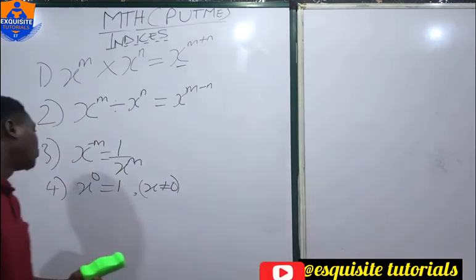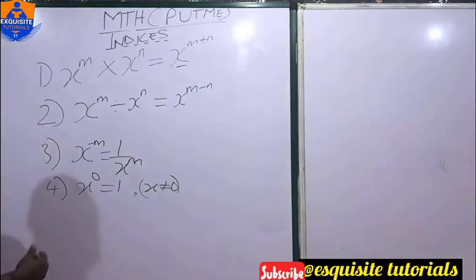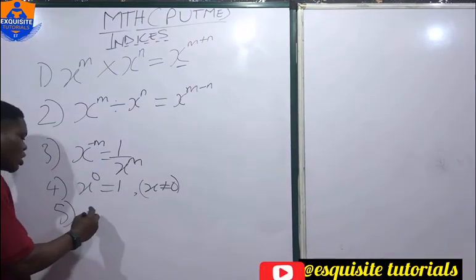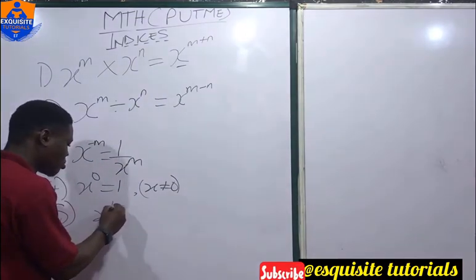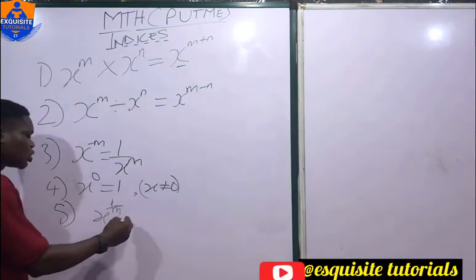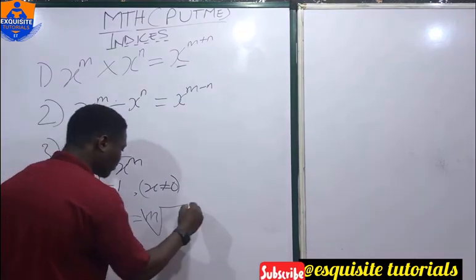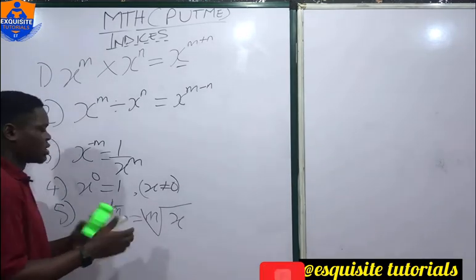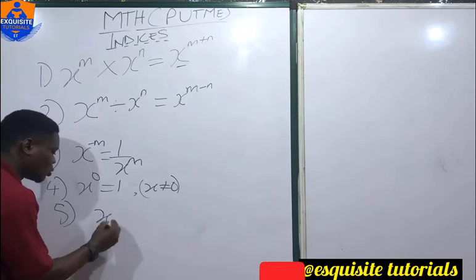Now let's move to the fifth law. Because of time, we won't be doing much of proof. We'll be going straight to the point. The fifth law of indices is saying that when you have x raised to the power 1 over a certain number, it could be an integer, it could be a fraction, what this means is m-ths of that power. Or let me not use this law first. Let me use another law. Let's say the fifth law is x raised to the power m.